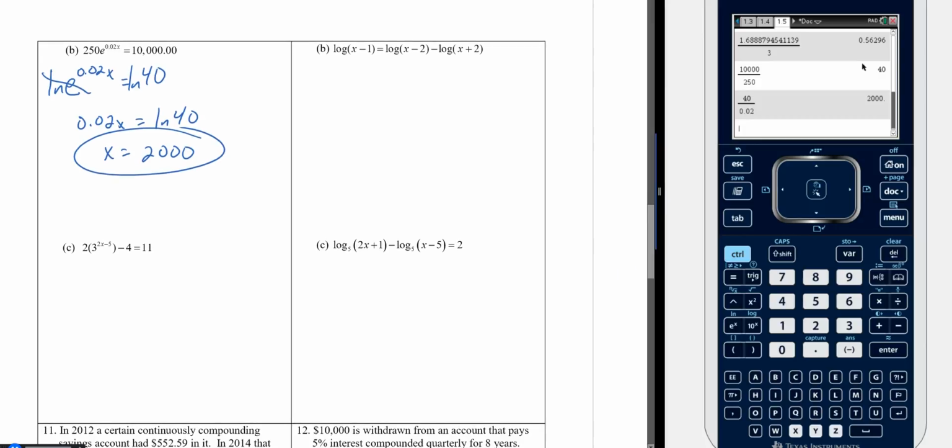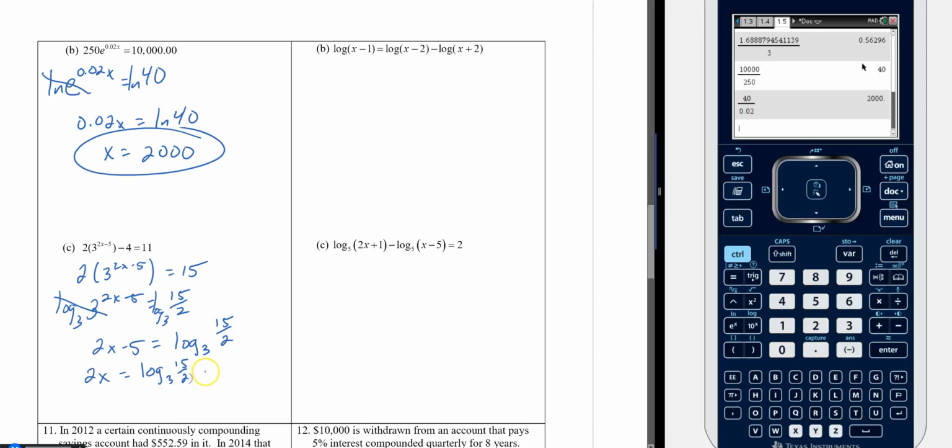I'm going to stay on the left-hand side. I'm going to add 4 first. It's equal to 15. Divide by 2. So 3 to the 2x minus 5 is equal to 15 halves. I'm going to take log base 3 of both sides. So I get 2x minus 5 is equal to log base 3 of 15 halves. Add 5. So 2x is equal to log base 3 of 15 halves plus 5. And then I'm going to divide by 2.